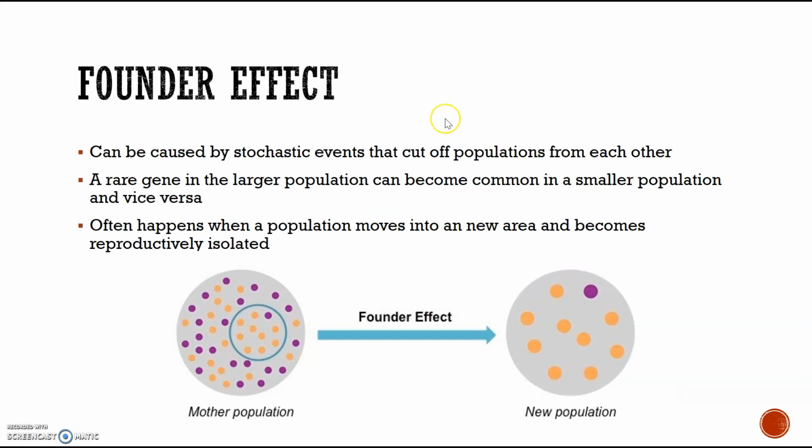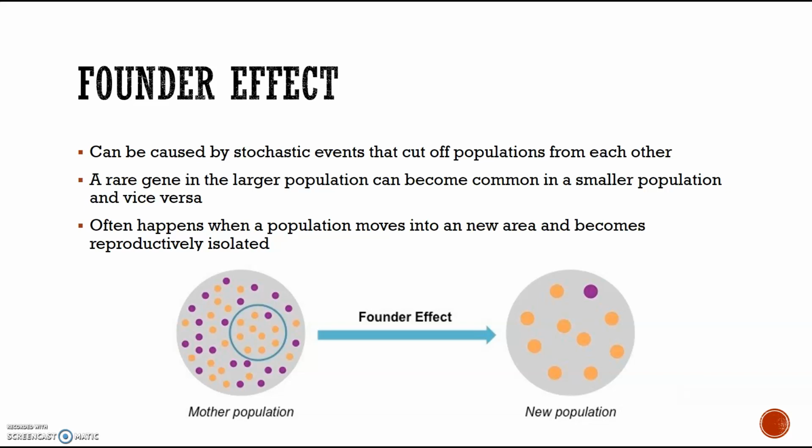Our next example is founder effect. This can be caused by events that cut populations off from each other, and they often happen when a population moves into a new area and becomes reproductively isolated. So you've got individuals that move into a new area, perhaps an island, and they're no longer able to mix with the original founding population.